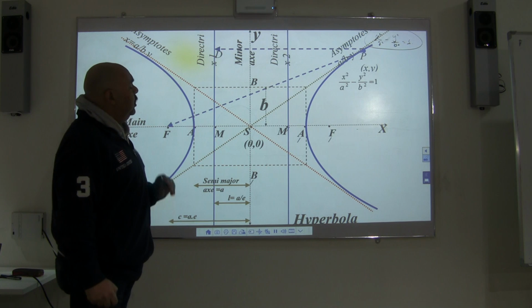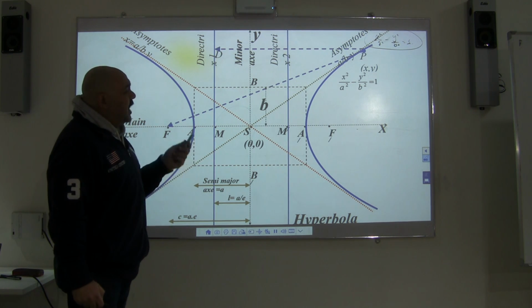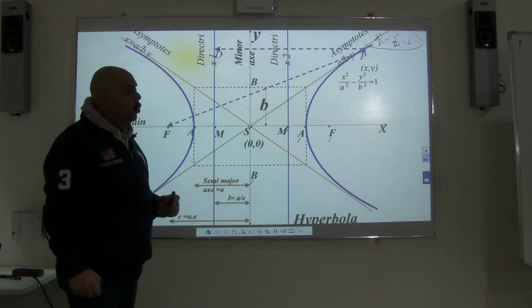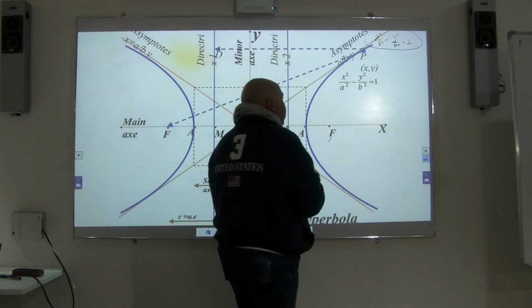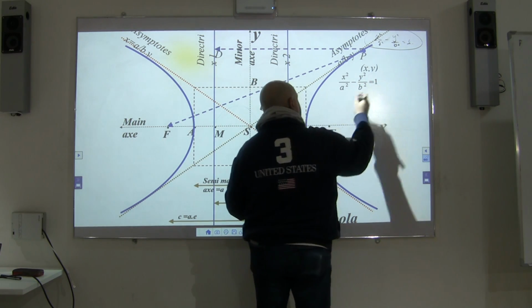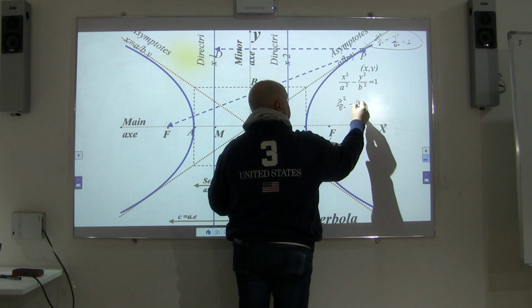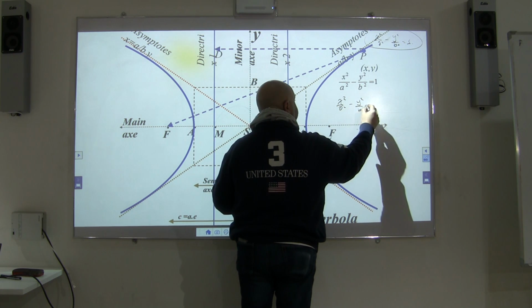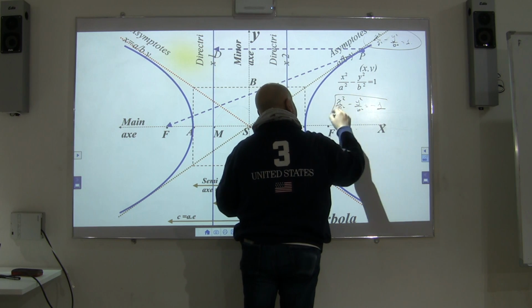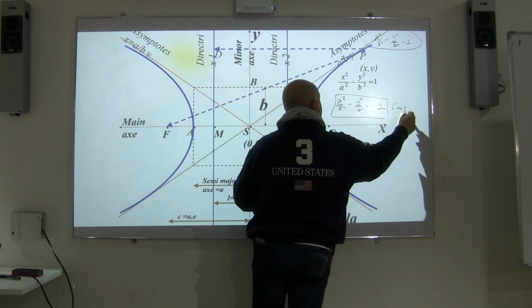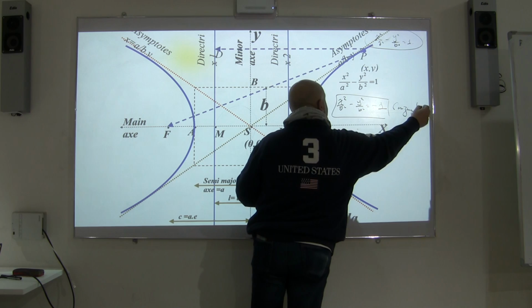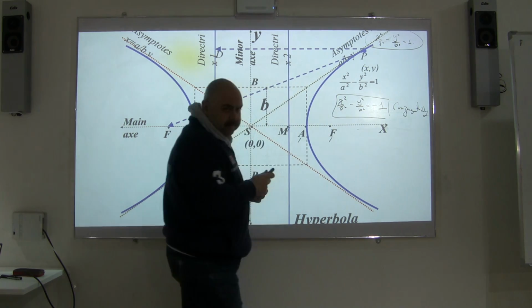And of course these are the two vertices. For any hyperbola, there is a conjugate hyperbola, which has exactly the same equation but with a negative sign. So it's going to be x squared over a squared minus y squared over b squared, but equal to -1. And this is what's called a conjugate hyperbola.